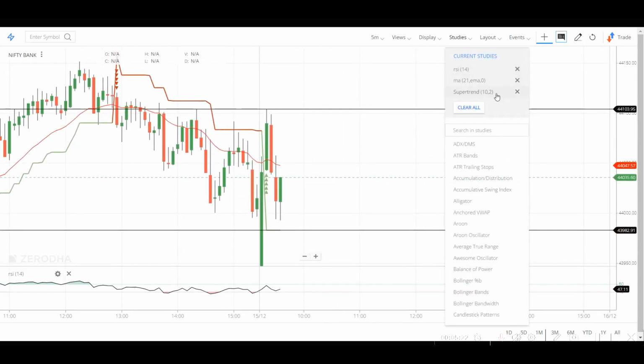Many were asking about the settings which I follow to find the direction of the market. I use a very simple method: Supertrend 10,2, the moving average EMA 21, and RSI 14. In RSI I keep levels of 60 and 40. If it is above 60, it is bullish, and below 40 it is bearish. These three indicators usually give me an idea how Bank Nifty is moving, and I do my technical analysis accordingly.